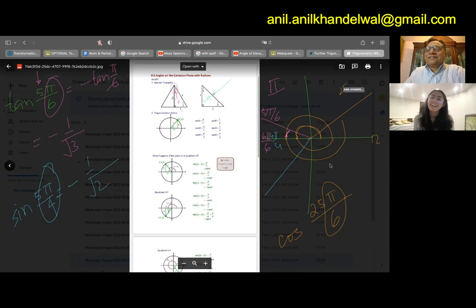25 pi by 6. So you just go 6, then 12, and then again 24. You can go by 12s, right? 12, 24, and then 1 pi, 25. Since you are in quadrant 1, we have a positive value. And what is cos pi by 6? Go to this pi by 6 triangle and you get square root 3 by 2. Done.